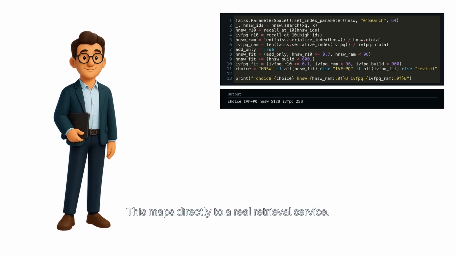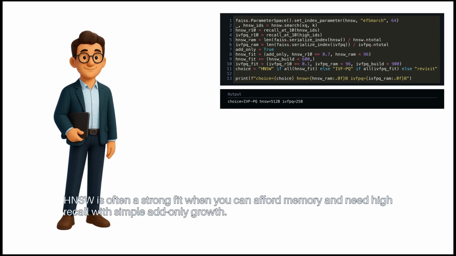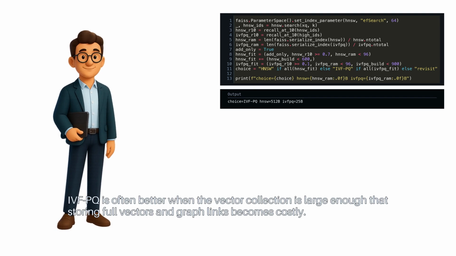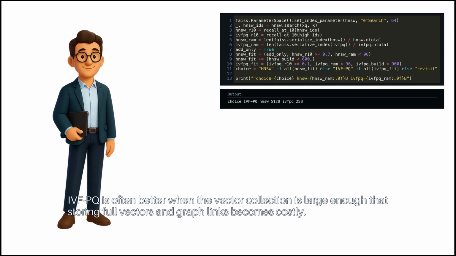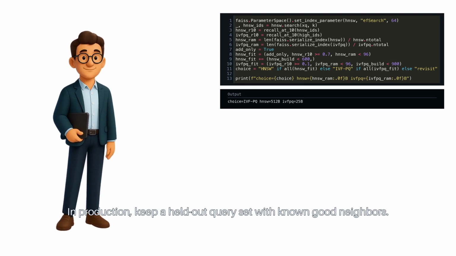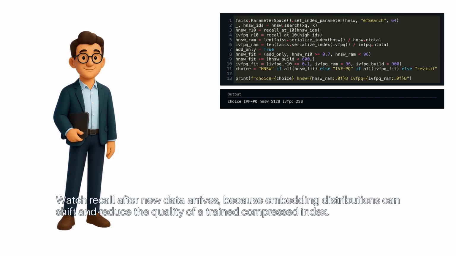This maps directly to a real retrieval service. HNSW is often a strong fit when you can afford memory and need high recall with simple add-only growth. IVF-PQ is often better when the vector collection is large enough that storing full vectors and graph links becomes costly. In production, keep a held-out query set with known good neighbors. Watch recall after new data arrives, because embedding distributions can shift and reduce the quality of a trained compressed index.